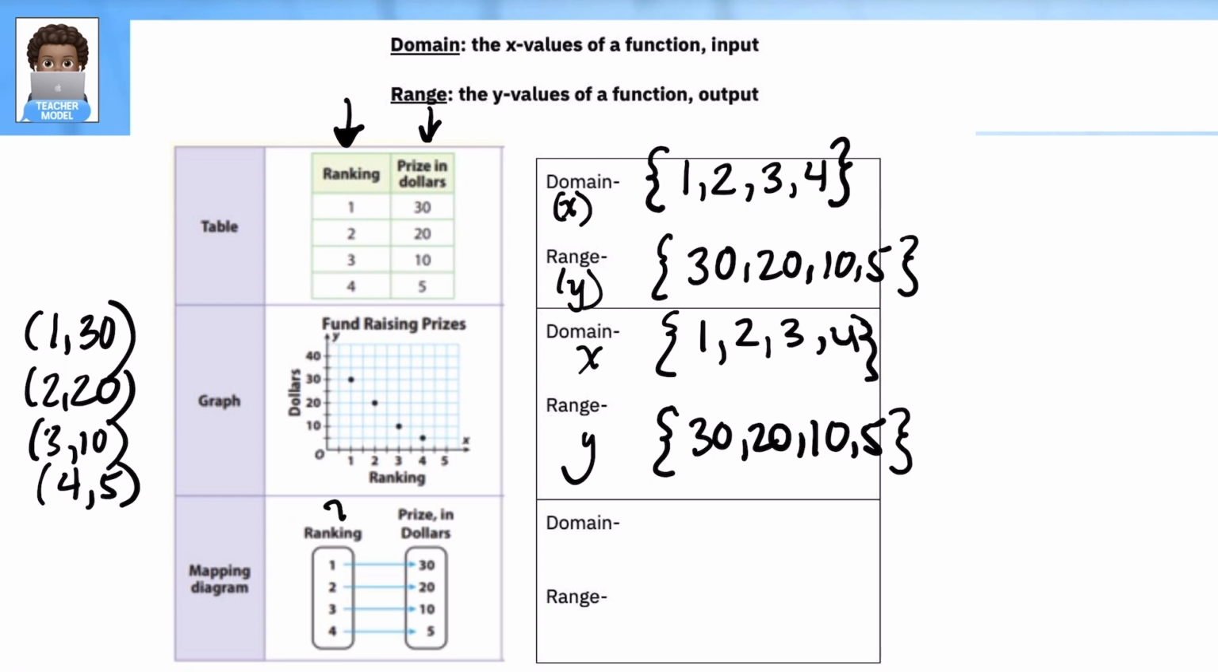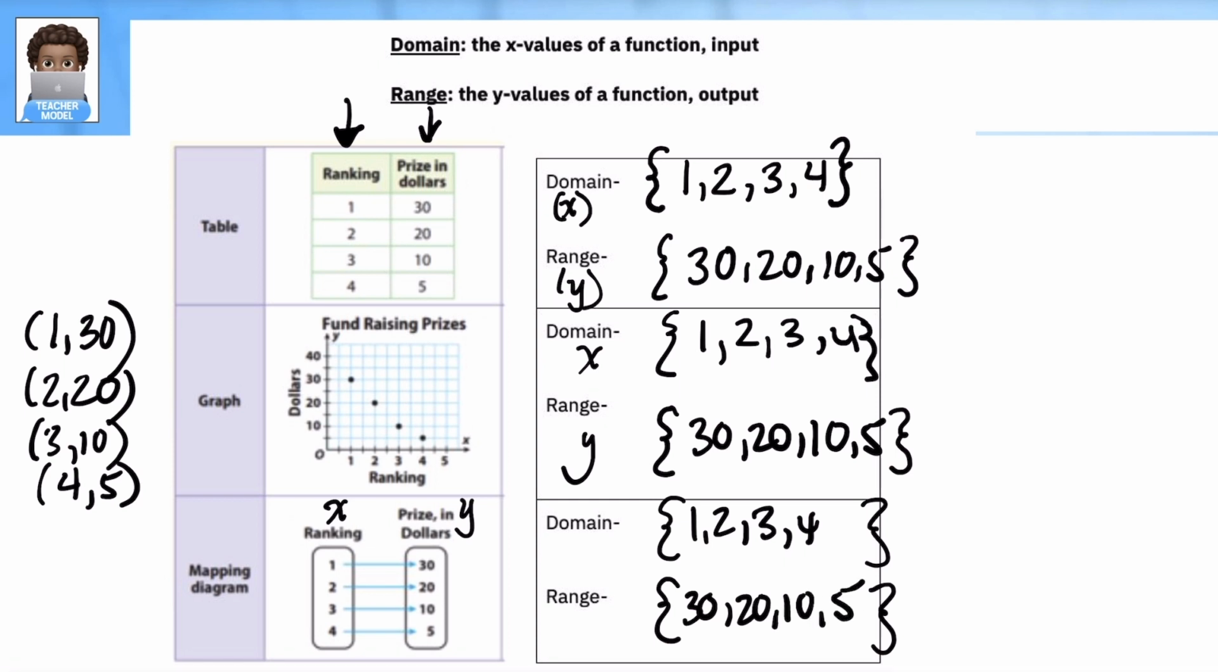All right, let's do the same thing for our mapping diagram. It's the same. Here's our x, here's our y. Literally, I'm just going to copy these numbers in for domain and these for range. And that's it. It will take me longer to write it than it did just to say it. And again, just look, it's the same values.